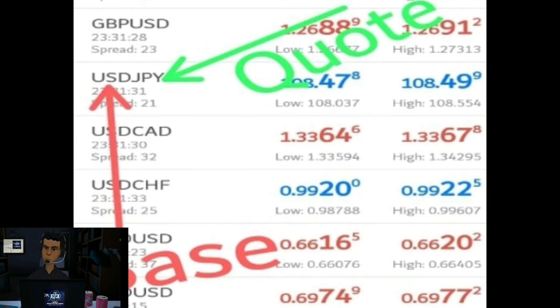Having explained base currency, quote currency is the second currency next to base currency. The quote currency is the second currency in any currency pair. This is frequently called the pip currency, and any unrealized profit or loss is expressed in this currency. Like in the picture above, dollar is the base currency while Japanese yen is the quote currency.